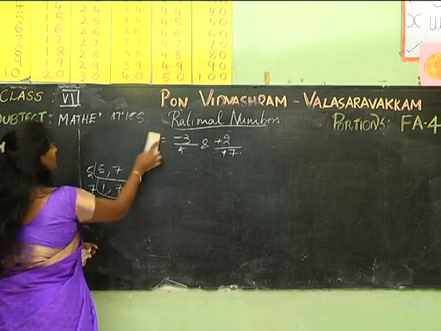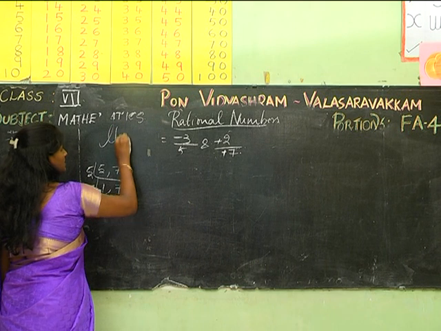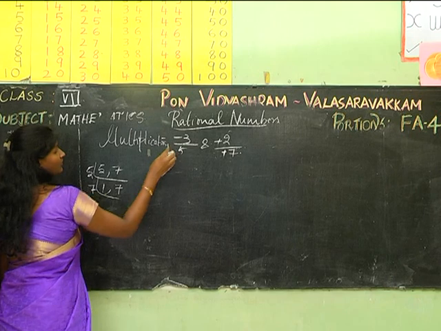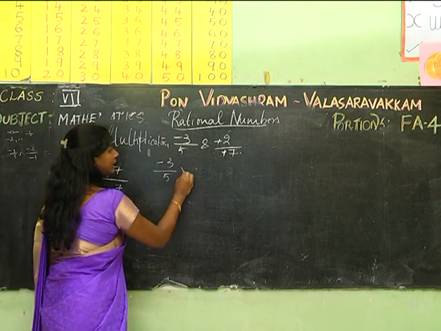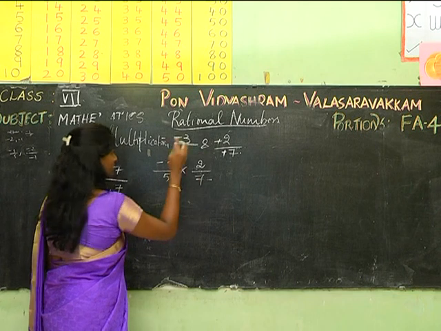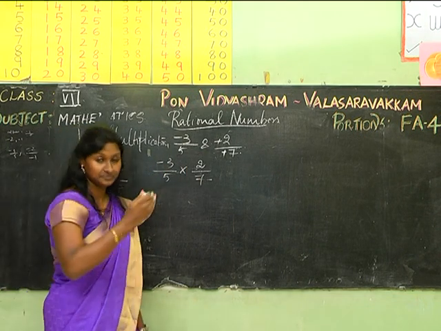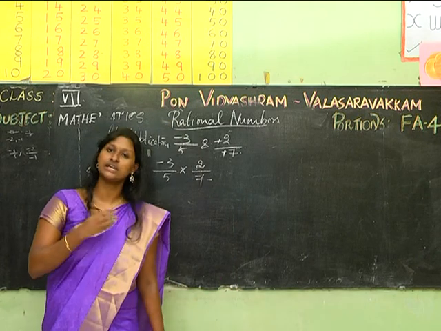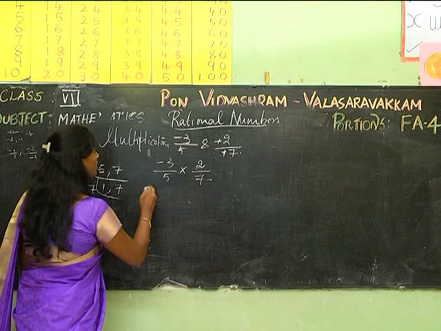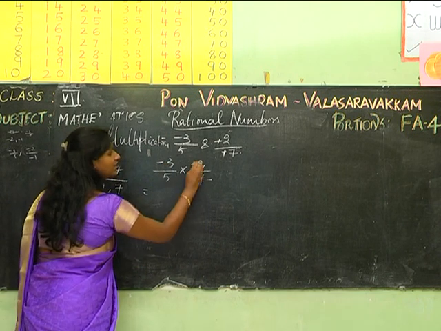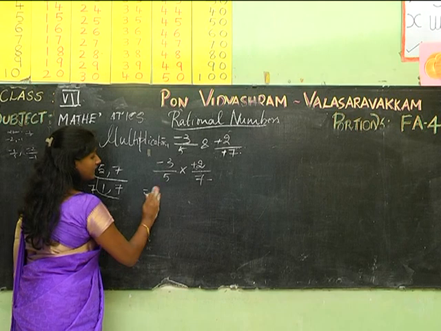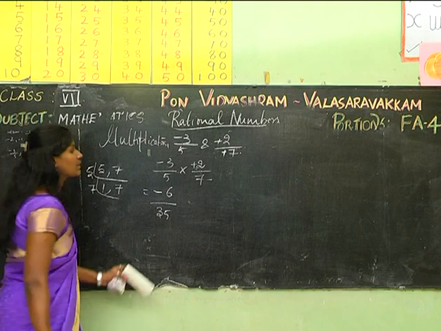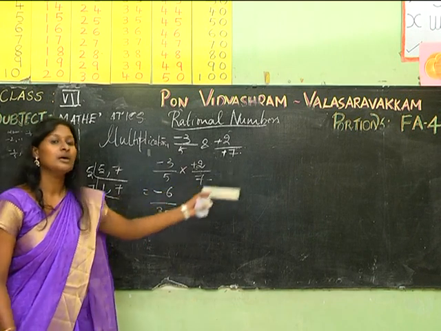Next, I am going to perform multiplication between these two numbers. Therefore, minus 3 by 5 into 2 by 7. So, this is nothing but direct multiplication. That is, the numerator will get multiplied with the numerator, whereas the denominator will get multiplied with the denominator. So, minus into, we have a hidden plus here. Minus into plus will give you minus. And 3 2s are 6 divided by 5 7s are 35. This is the result for the multiplication of these two rational numbers.